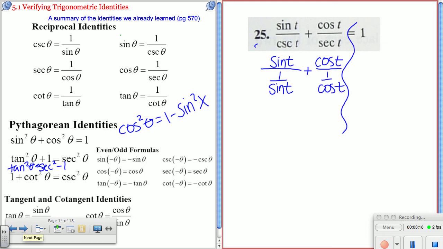Now, dividing by a fraction is like multiplying by the reciprocal. So on the first fraction, I'm going to be left with a sine squared. The second one, a cosine squared. And I know from Pythagorean identities that sine squared plus cosine squared equals 1. Looks like that was a better route to go.